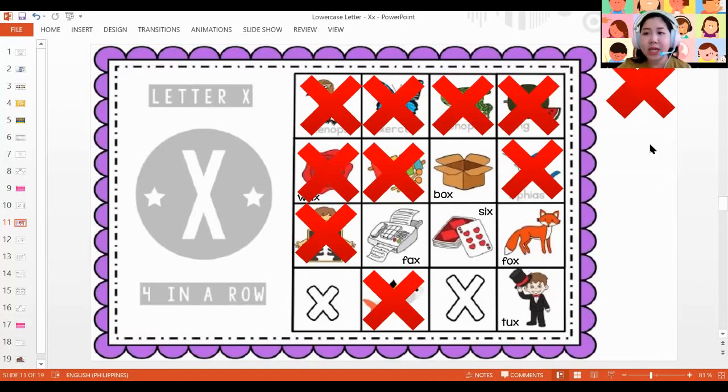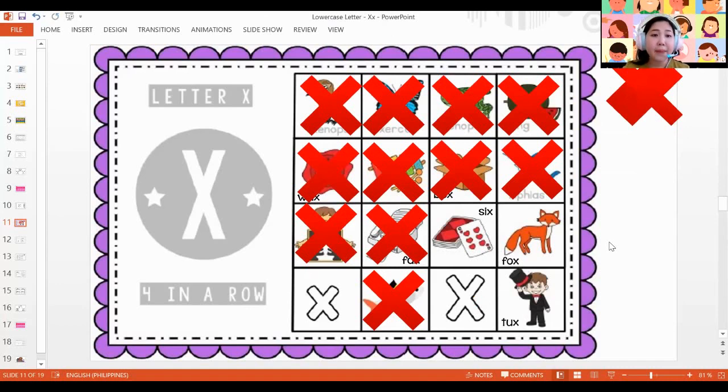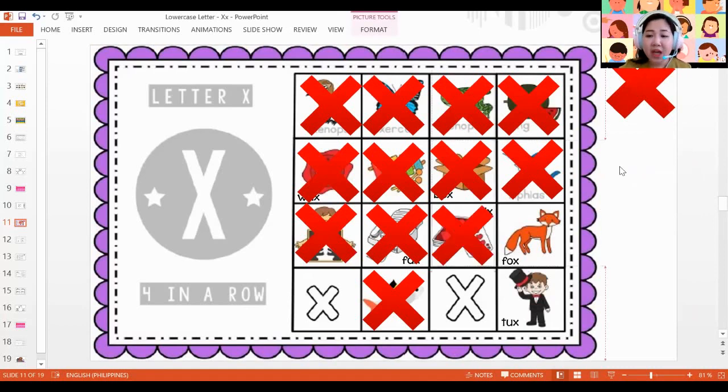Next one we have box. Box. The box is where we put our things or where shoes are kept. Box. Then we have this one. I don't know if you've seen this one, but this telephone is a big telephone and it can also print messages. So this one is called a fax. This is a fax. Then we also have the number 6. Six. So let's cover or stamp the 6.